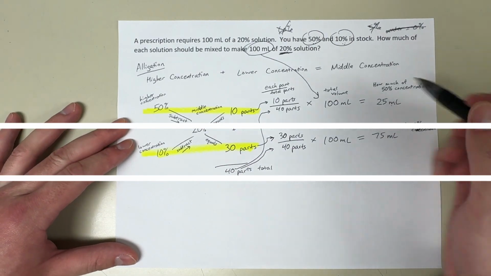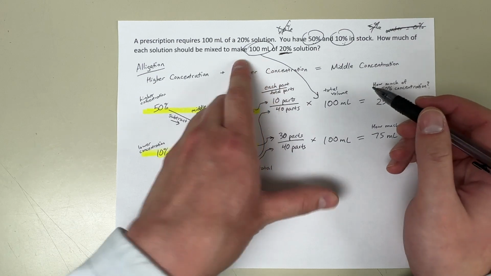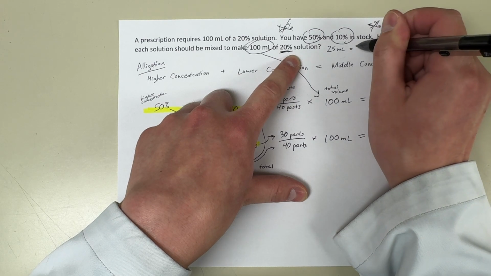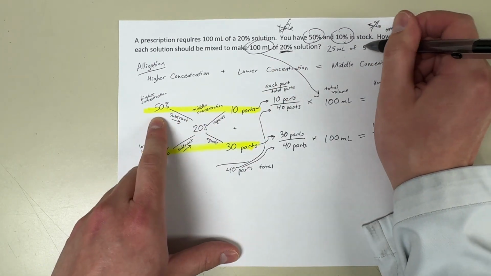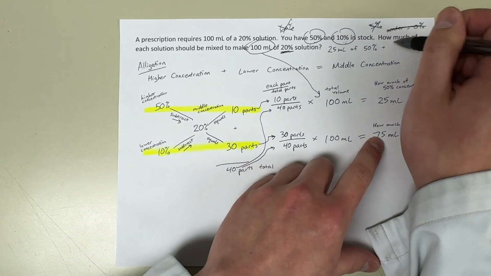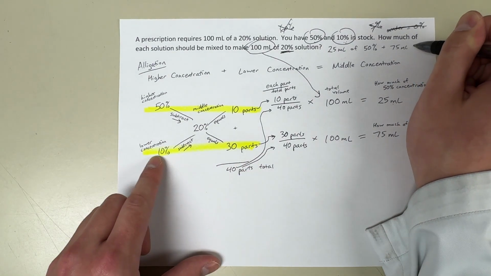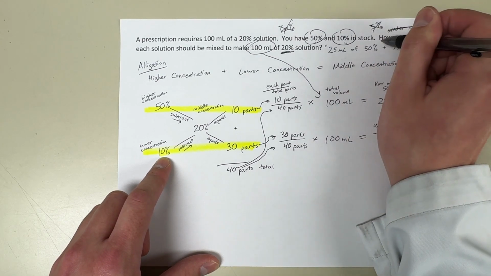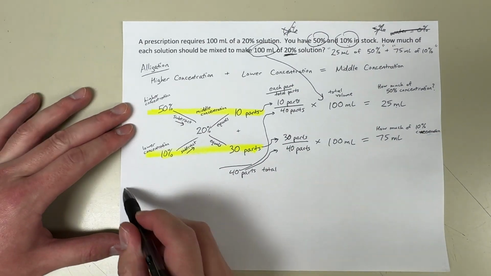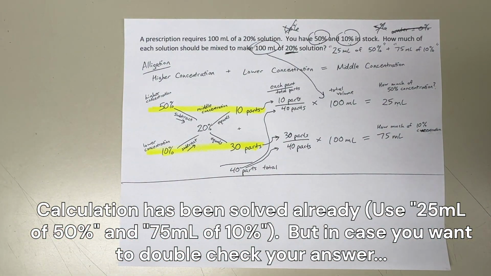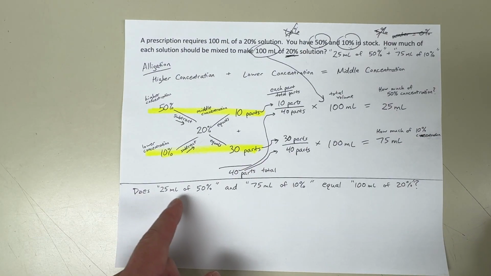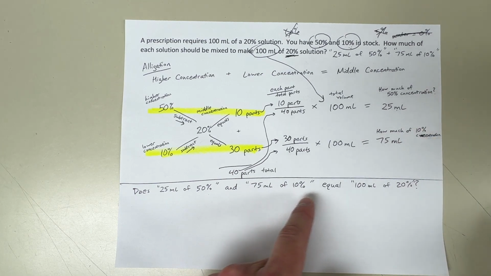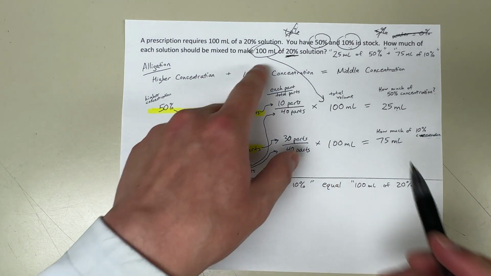How much of each solution should be used to make this? I need 25 milliliters of the 50% plus 75 milliliters of the 10%. And so next thing I like to do is to double check to make sure I did everything correctly. So does 25 milliliters of 50% and 75 milliliters of the 10% equal 100 milliliters of the 20%?